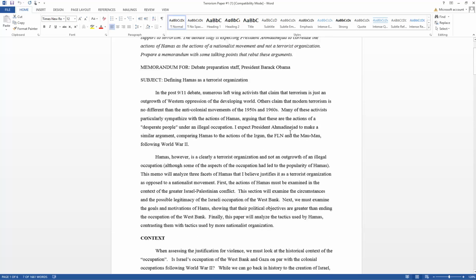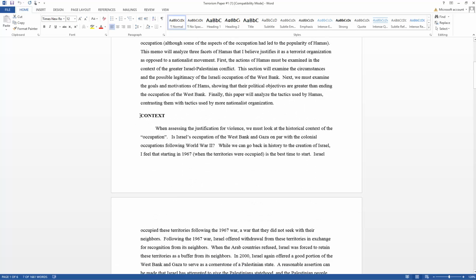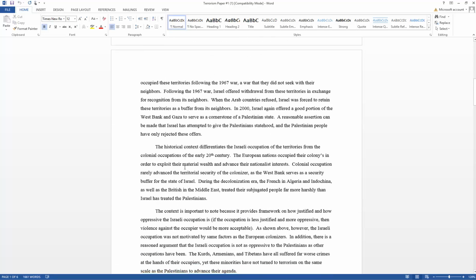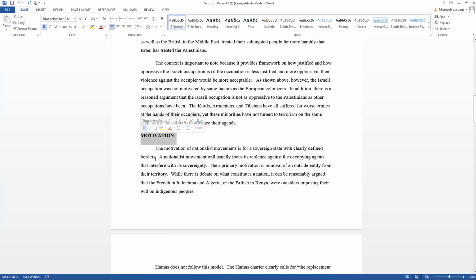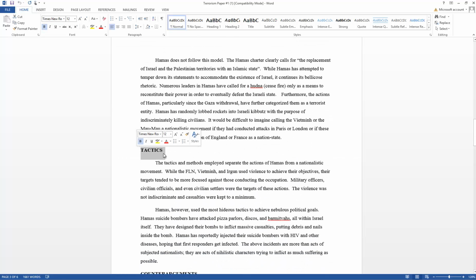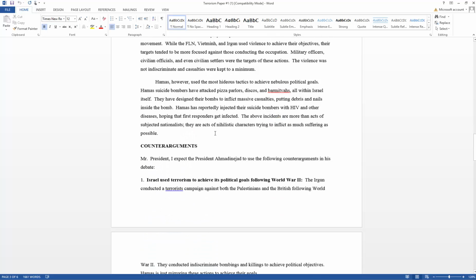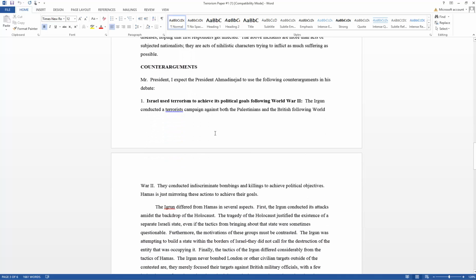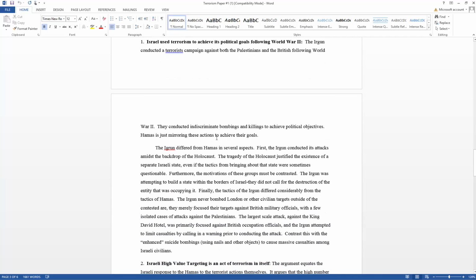And the most important thing is these facets of the argument, these linchpins. He chooses context, motivation, and tactics to argue that Hamas is a terrorist organization, while maybe the Irgun and FLN are not. So that's what I want to see in your paper. That's the structure and the strength of argument that I want to see.